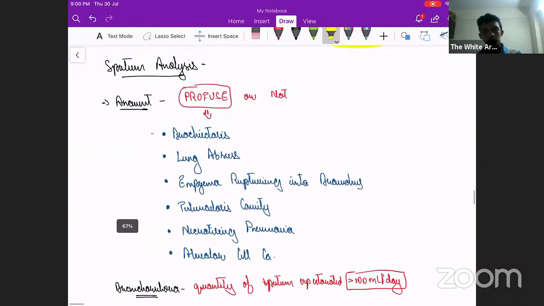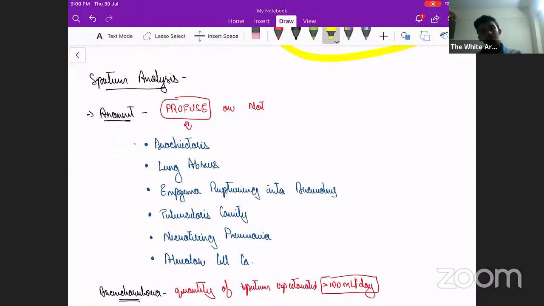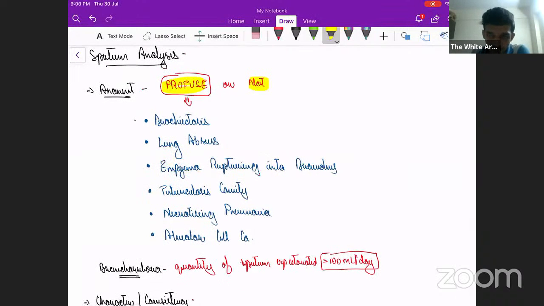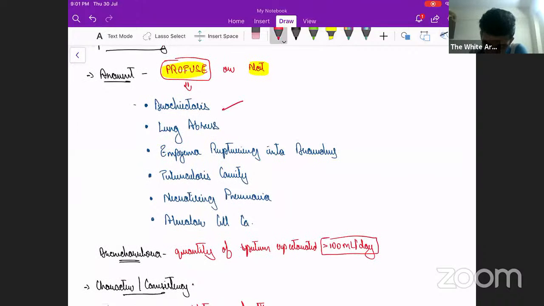Next is coming to sputum analysis, okay? So if it is productive cough, then what all you'll go for? Amount. It can either be profuse in nature or not, okay? Mild, moderate, severe, nothing like that will be there, either profuse or not. Because when it comes to profuse, our differential diagnosis will narrow. Like it can be bronchiectasis, lung abscess. If there's any empyema which ruptures into the bronchus, that can be there.